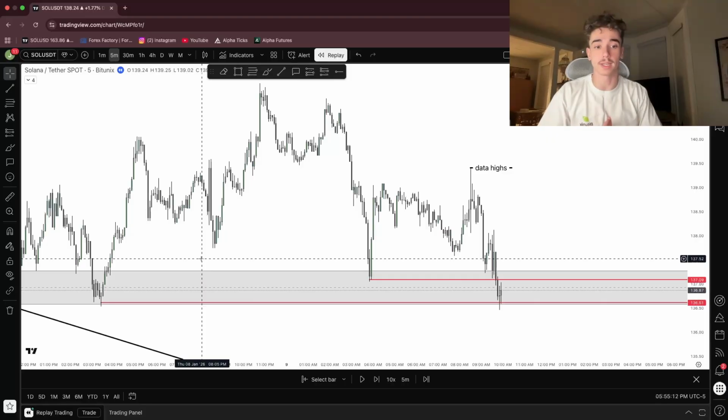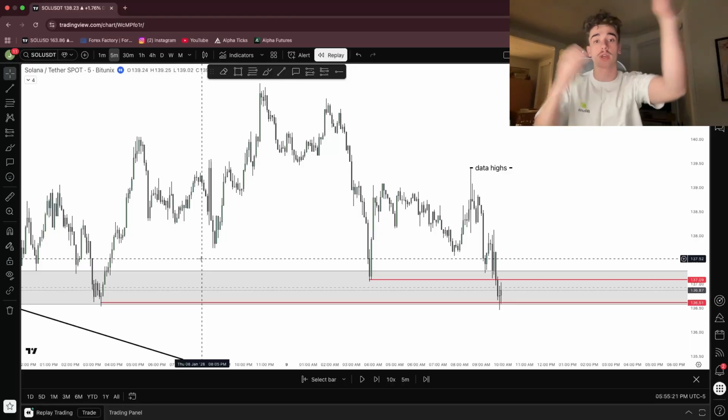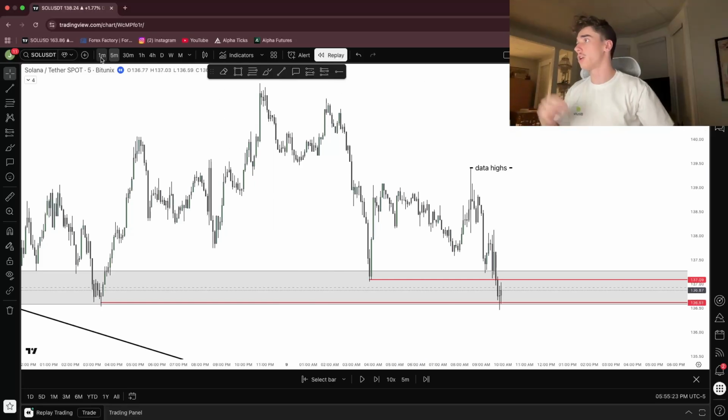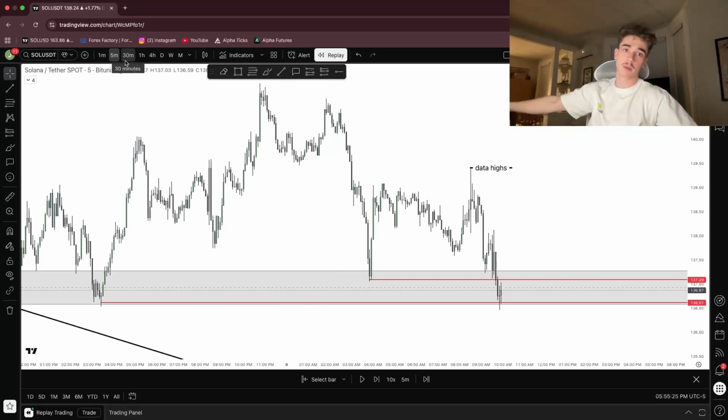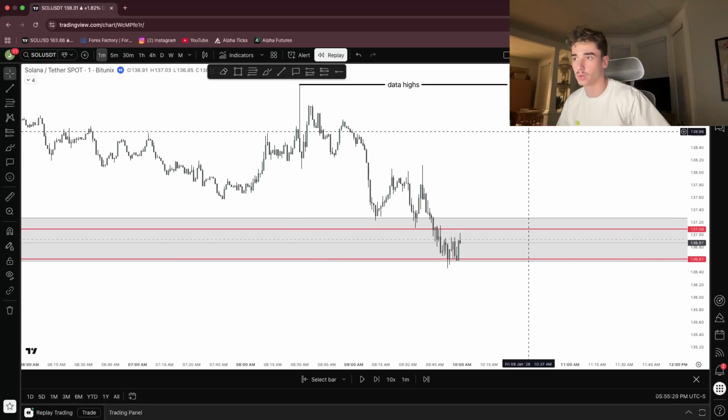So now all we're waiting to see is a sweep of these levels and a V-shaped reversal or some sort of confirmation on the lower time frame of these levels for us to then take longs back up to these data highs. So from there, now that we've identified the same confluences, we can go down to the 1 minute time frame and potentially look for an entry.